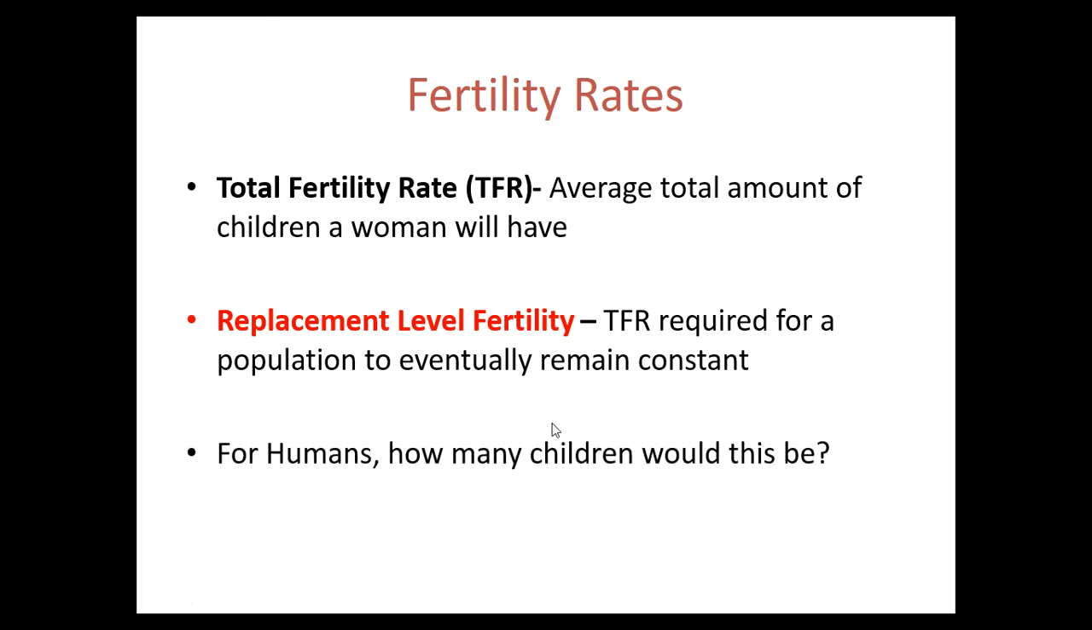For humans, how many children would that be? Well, you got a male and a female. We're sexually reproducing, so that would be 2, but it's actually 2.1 kids. That's because, of course, a percentage of those kids are going to die. So having a few more would help out. And then if you think about places like where we live, how many individuals you need to replace it, you might understand why our population is rising so high, right?